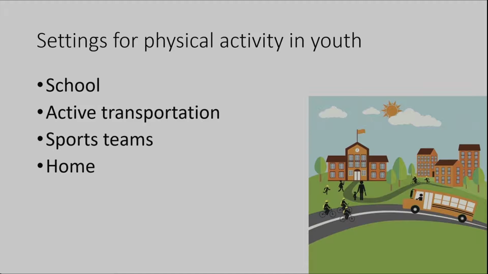So when I think about physical activity in youth, I think about settings. That's the first thing I do. So I think about places like schools, active transportation, sports, and then the home. So these are places where we can do physical activity. I think that's different to other populations. Some of these would be the same for adults and older adults, but for example, the school is a unique setting.